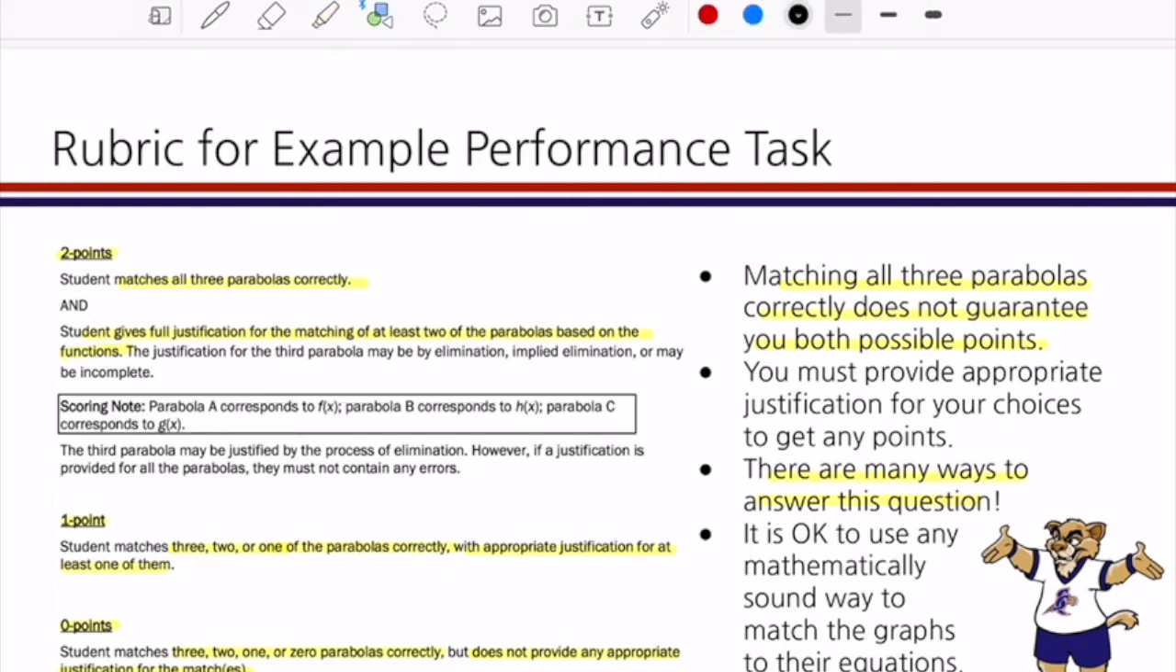This slide here also contains the correct answer to the question. And so if you tried it on the previous screen, A goes with f of x, B goes with h of x, and C goes with g of x.